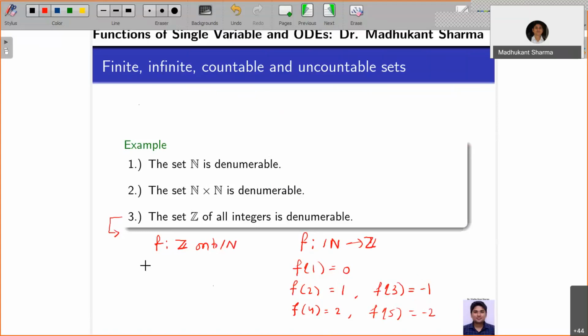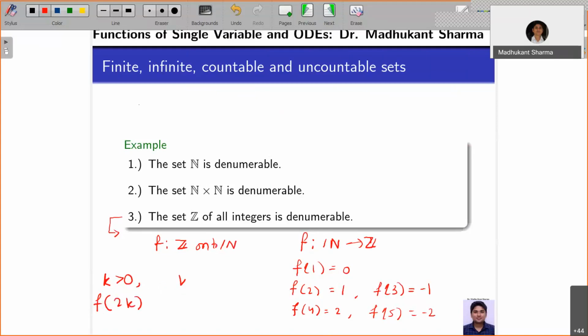If you take any integer k: if k is 0, that is f of 1. Now suppose k is greater than 0, then it is the image of f of 2k.